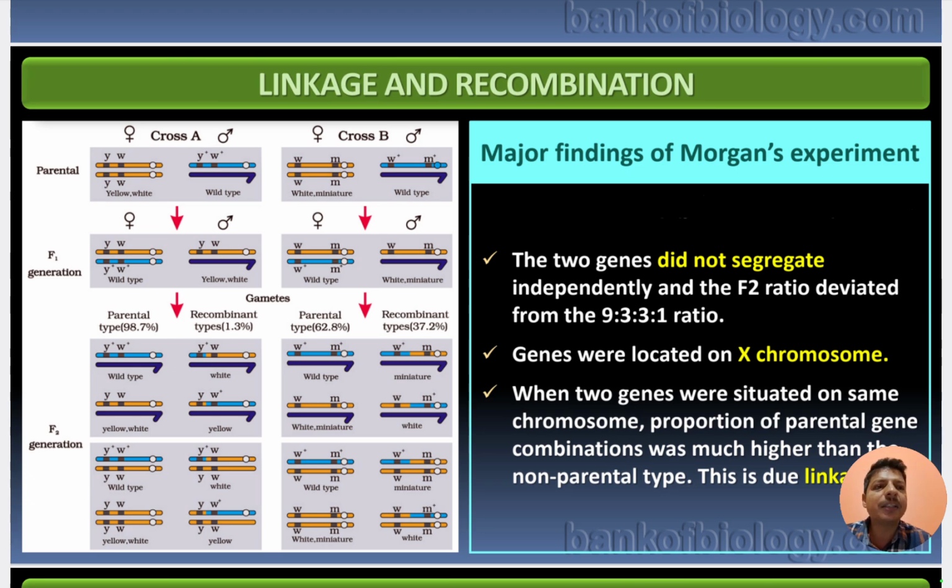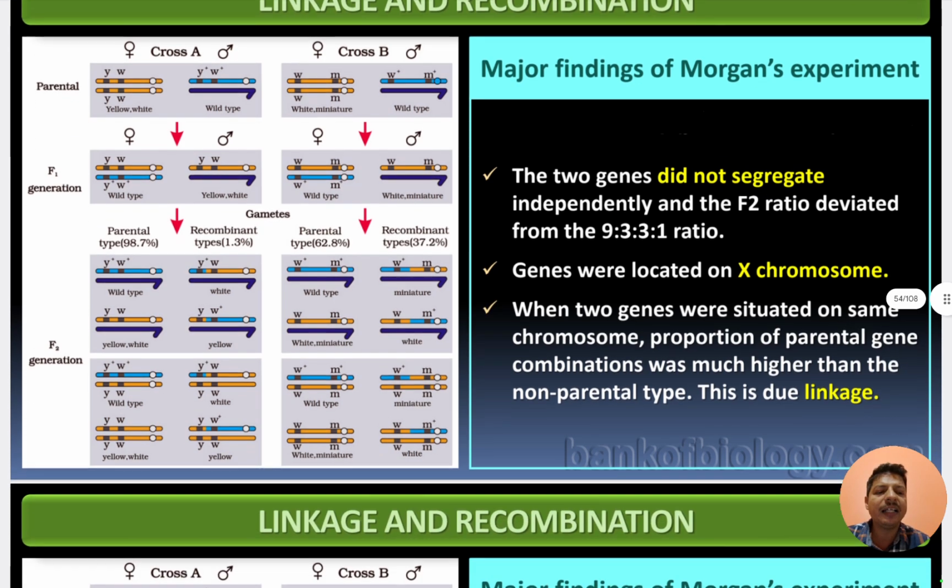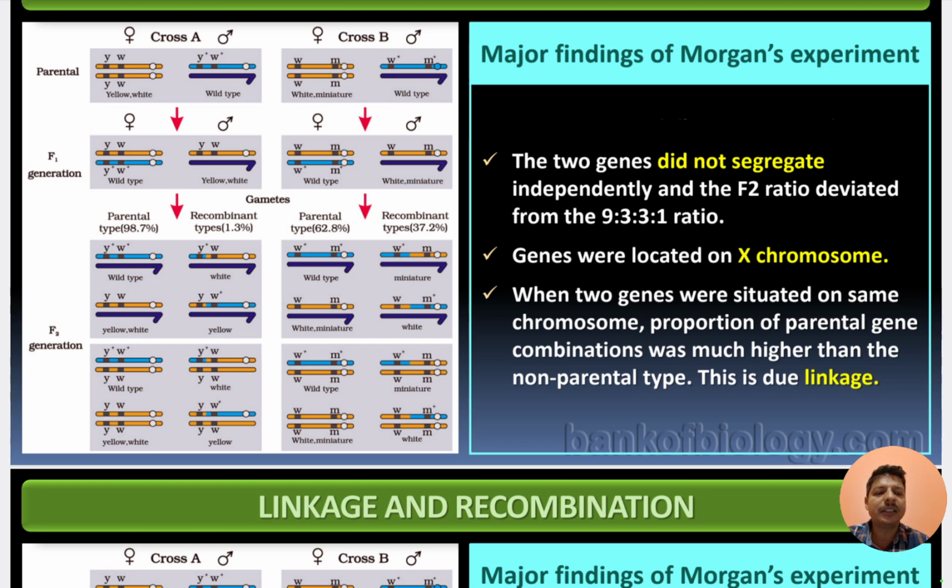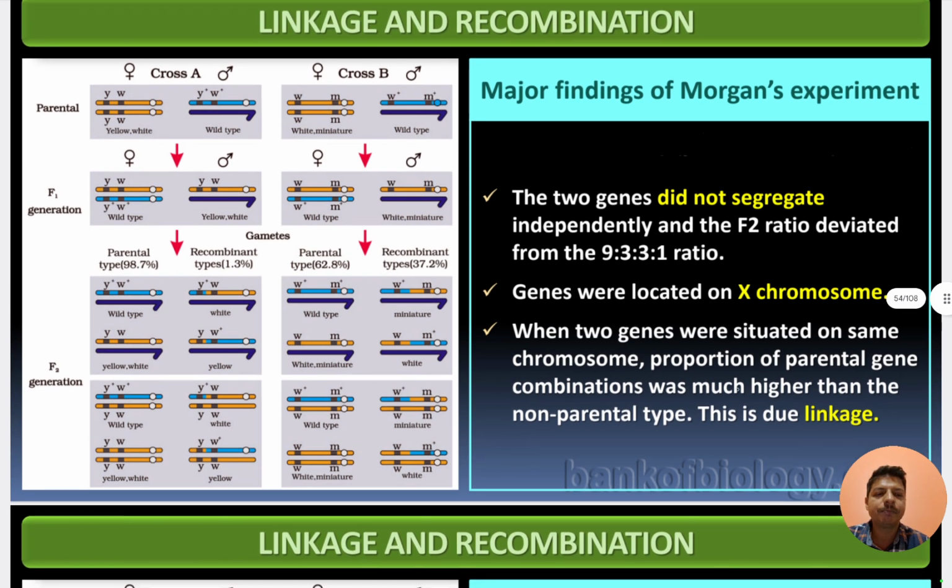And the major findings of Morgan's experiments are: the two genes did not segregate independently, and the F2 ratio deviated from 9:3:3:1. Genes were located on the X chromosome, and when two genes were situated on the same chromosome, the proportion of parental gene combination was much higher than the non-parental type. This is due to linkage.